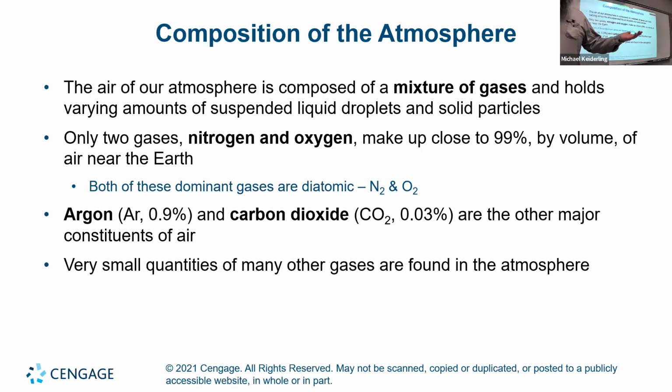Then next we have argon, which is about 1%, 0.9%. That's the next most common gas. And after that is carbon dioxide, which is only 0.03%. Those are the other major constituents of air. And small quantities of many other gases are found in the atmosphere, and varying amounts of water vapor are found in the atmosphere, which is why water vapor isn't included in this, because the amount of water vapor could vary a lot.